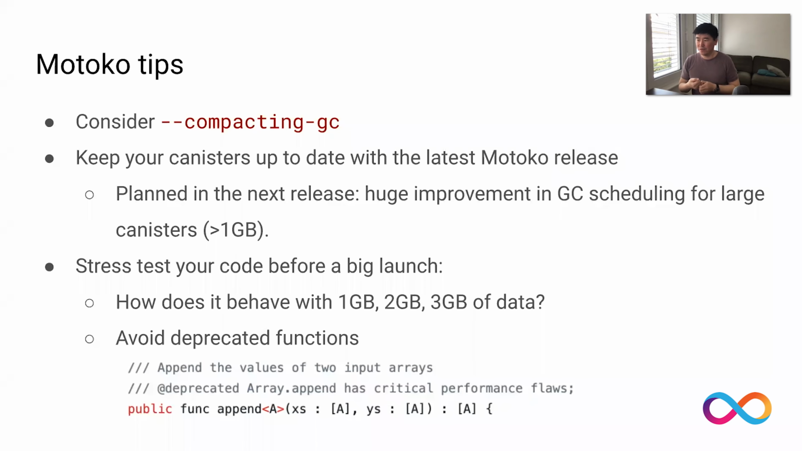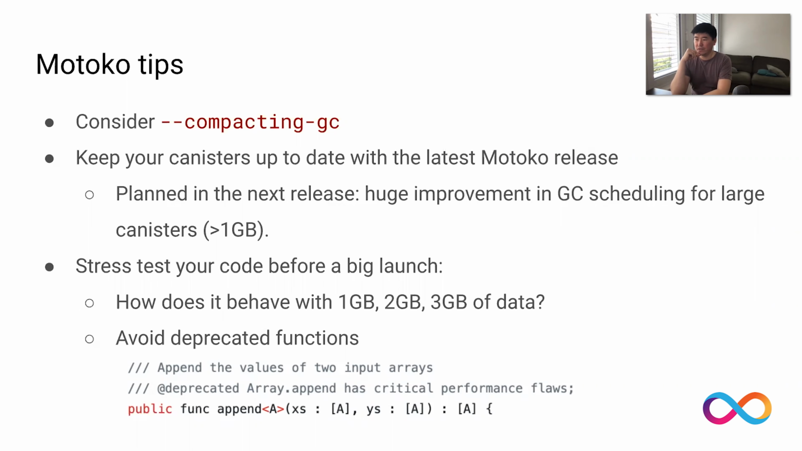Another tip is to avoid deprecated functions. There are known functions, for example, array.append, that have performance flaws and are suboptimal. In this example, the append is going to do a linear operation; it's going to copy the array on each append, which is very suboptimal and also stresses the garbage collector.